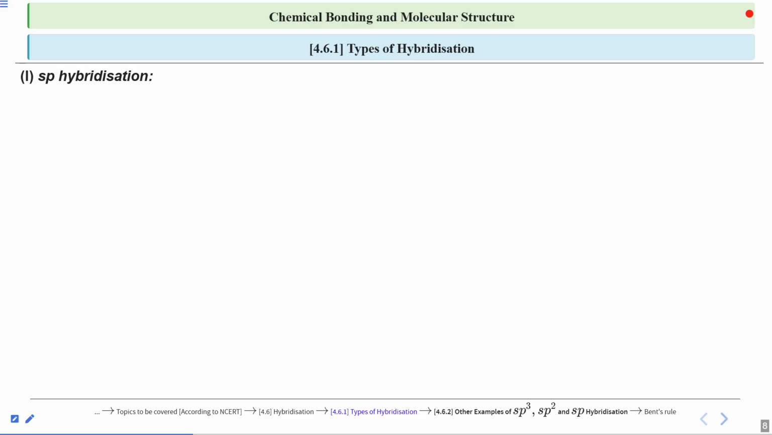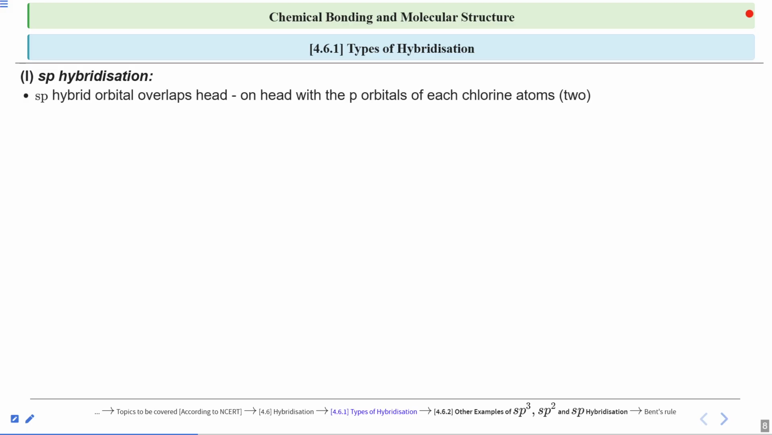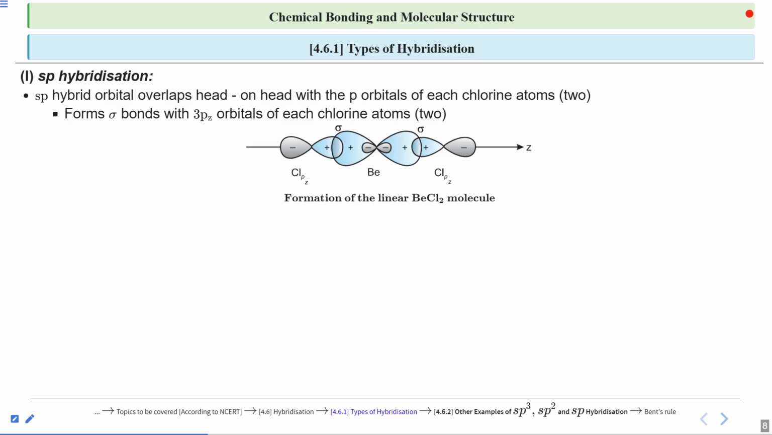So now what will happen? The sp hybrid orbital that you got will do a head-on overlap with the p orbital of each chlorine atom. We were interested in BeCl2. Therefore, this will result in sigma bond formation with the chlorine atom. So this is your diagram to represent it.